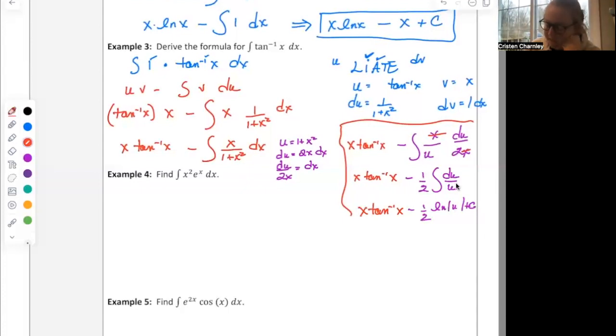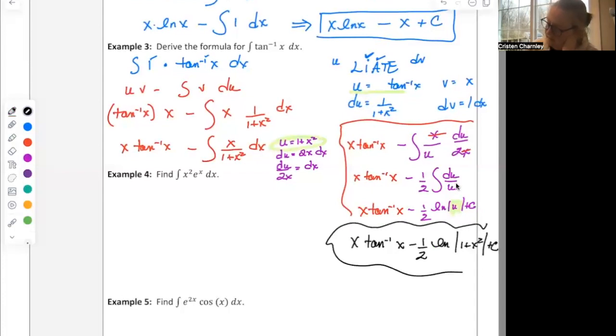Now be careful because we have u's all over the place. So for this particular u, you don't want the original u that was up here. You want the u that we used for just that second piece, which is 1 plus x squared. I know, there's a lot. So this final answer is x inverse tangent of x minus 1/2 natural log 1 plus x squared plus c. We can assess lots of different integration rules in one problem.